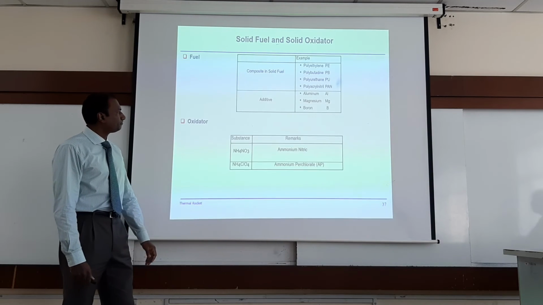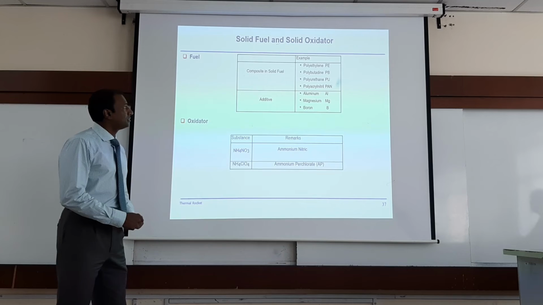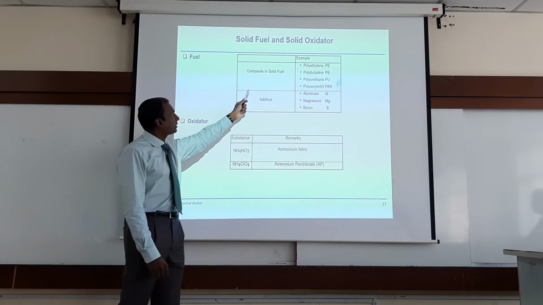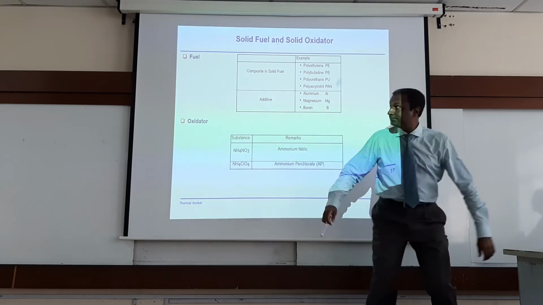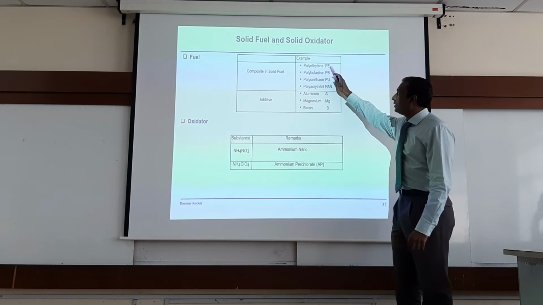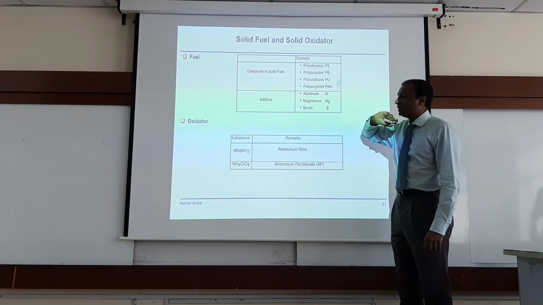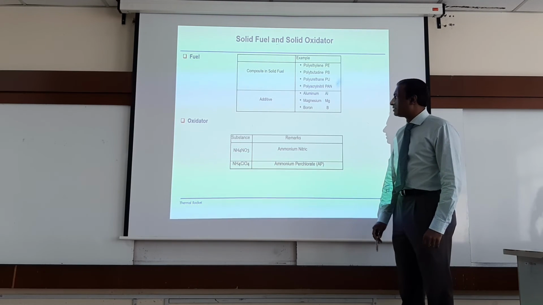Okay, go on. If you look at solid fuel and solid oxidators, composite. This is the fuel that you have, composite. You have PE. This is very common. PE is very, very common. PB is also common, polybutadiene. Well, it's also not very expensive.